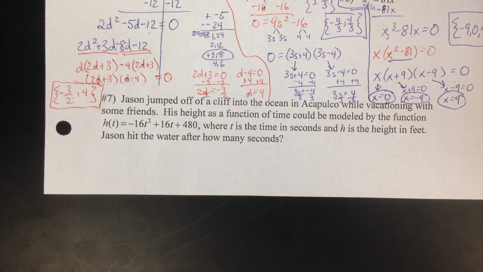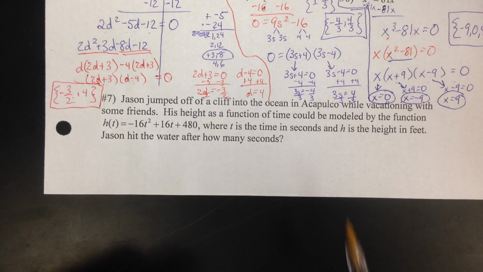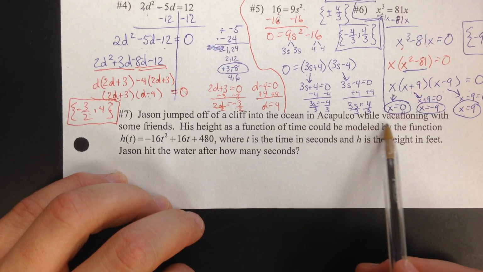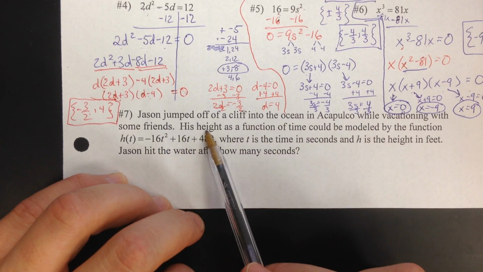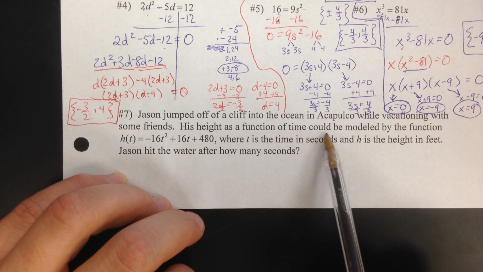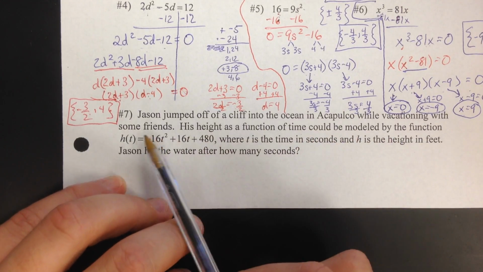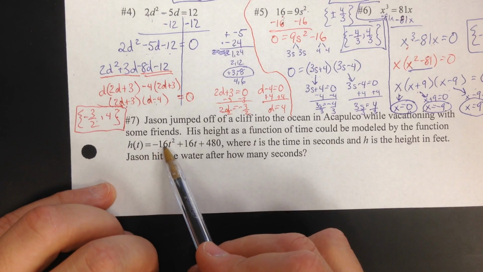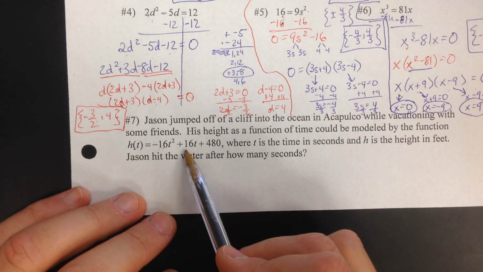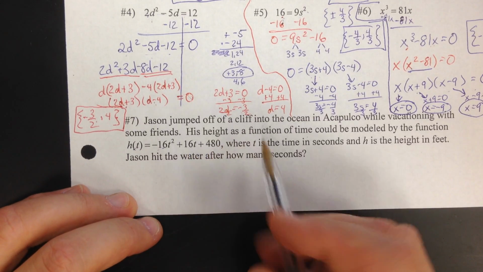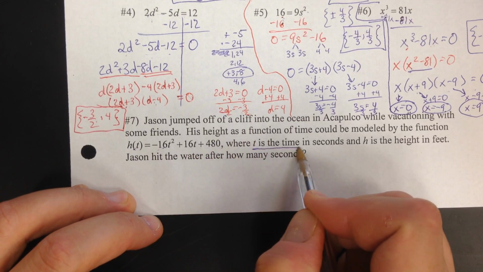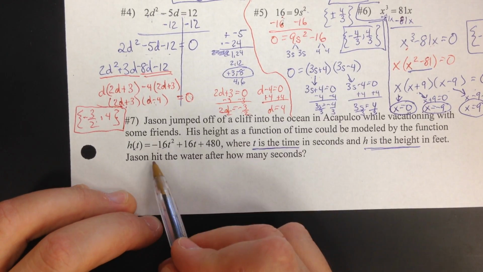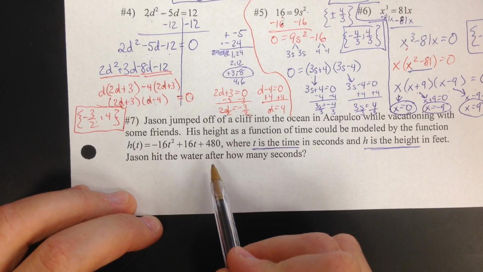All right, the last problem here we'll do is a word problem. Jason jumped off of a cliff into the ocean in Acapulco while vacationing with some friends. His height as a function of time t could be modeled by the function h of t, h is height, t is time, equals negative 16t squared plus 16t plus 480. T is the time in seconds. H is the height in feet. Jason hit the water after how many seconds?